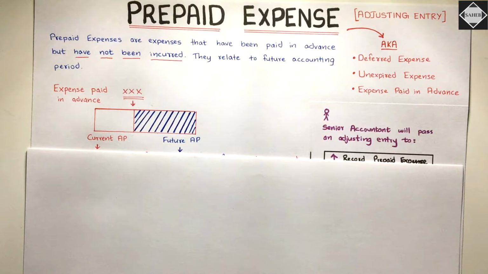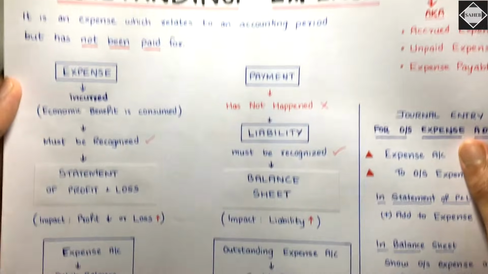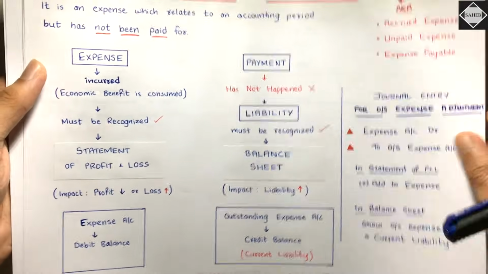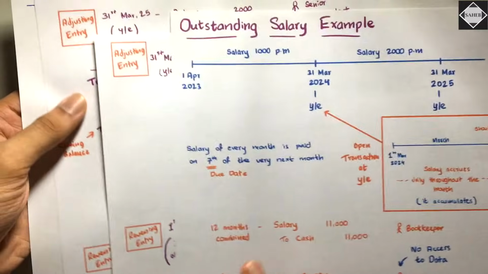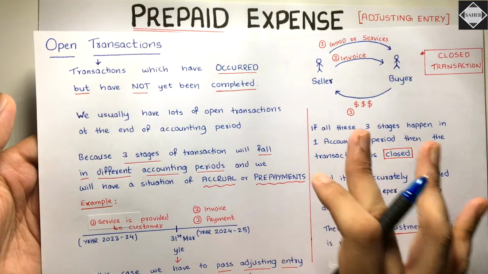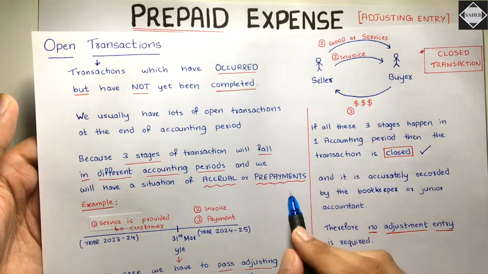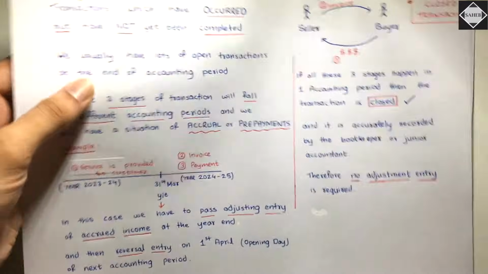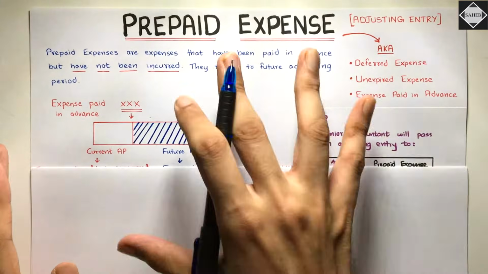And then in the previous video we understood outstanding expense. You should also watch this; it is discussed in much detail. We have taken a huge example, of 3 pages actually. And then we have also discussed open transactions. Open transactions are the reason why we mostly have accruals or prepayments. If you want to watch those videos, I'll put the links to the conceptual video and the outstanding expense video in the description below. Now let's get back to prepaid expense.